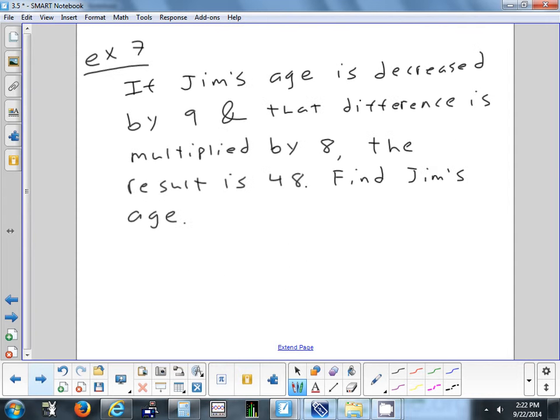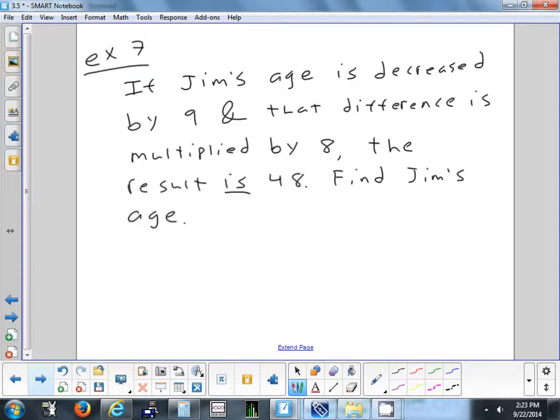Let's try this one. If we have time, we'll go back and try a different one. But this time you've got to set up the equation. I want to try to set it up together, and then I want you guys to try to solve it. So let's read it first. If Jim's age is decreased by 9, and then you take that whole difference and multiply it by 8, the result, that's going to be an important word, result is 48. Find Jim's age.